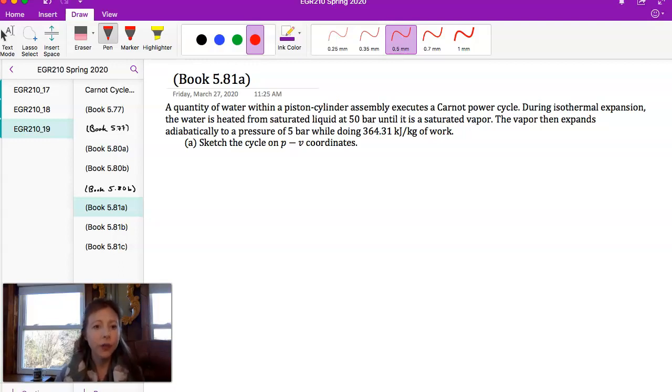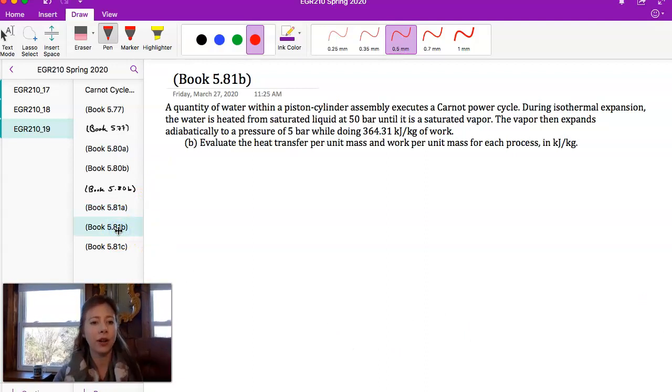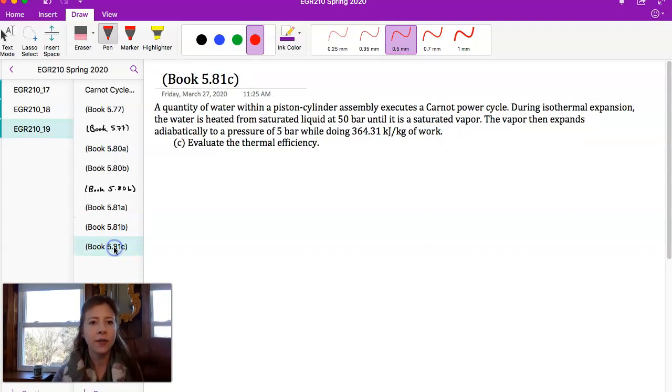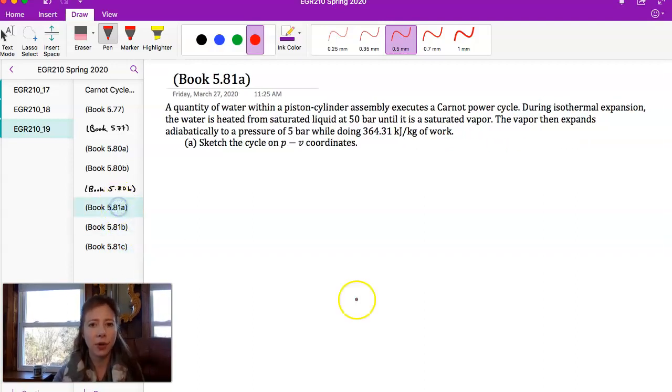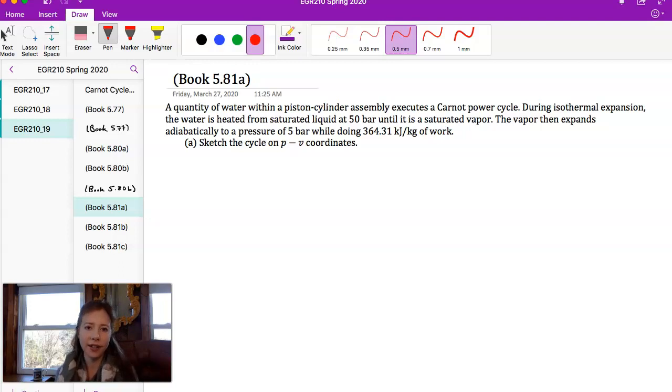So there's 3 parts to this. For part A, you're going to sketch the cycle on PV coordinates. For part B, you're going to evaluate the heat transfer per unit mass and work per unit mass for each process. And then finally, evaluate the thermal efficiency. So for this one, I'd like you to try it on your own first. And so give it a pause, try it out on your own, and then resume the recording when you're ready to see the solution.